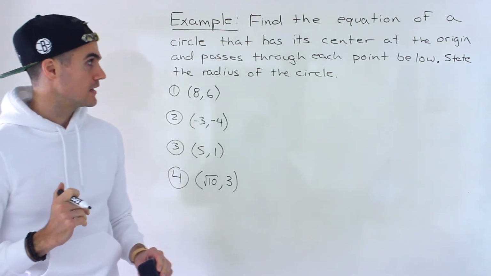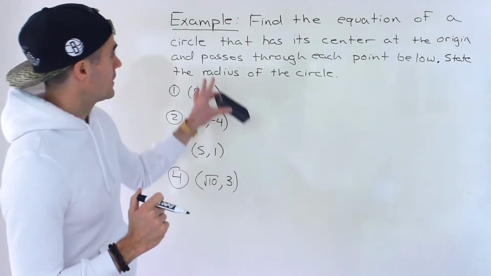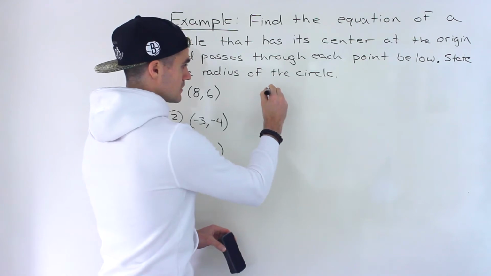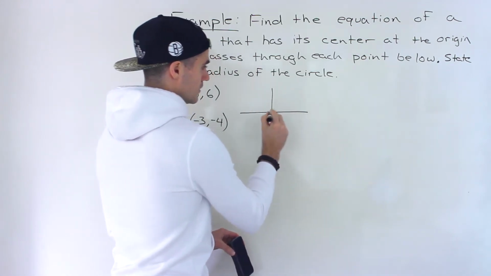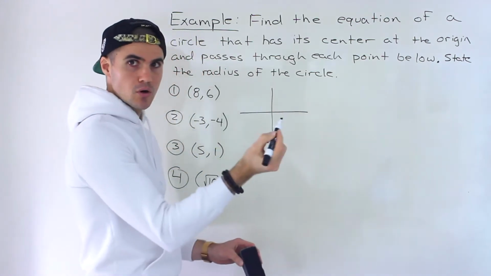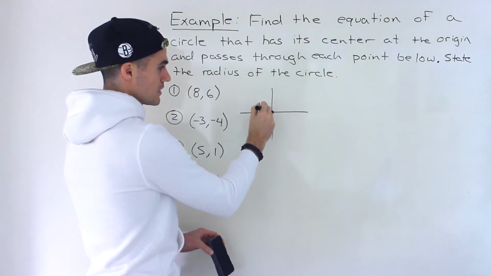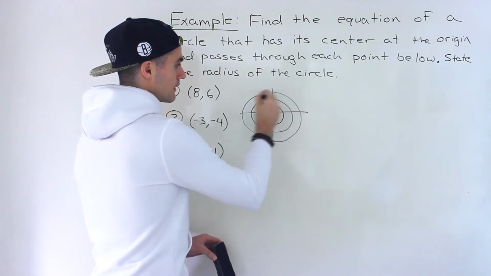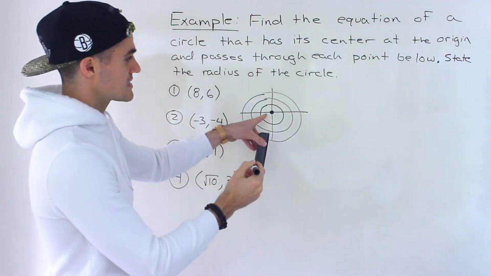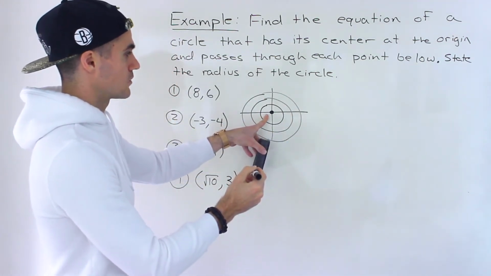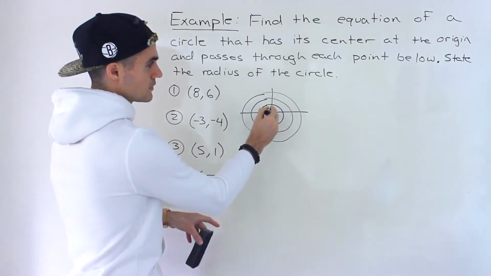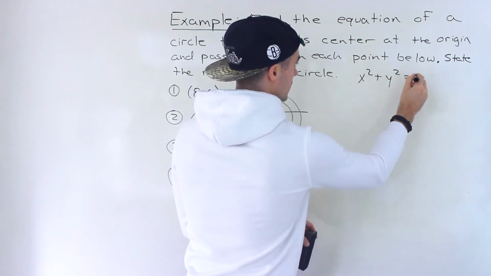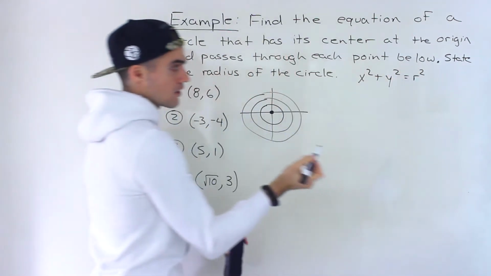Now, one thing I want to mention, when it's centered at the origin, that's what we're going to be dealing with mostly in this particular section. So the center of the circle is going to be here, so we could have a circle like that, like that, like that, all different radiuses, but the center is going to be at the origin. Whenever you have a circle with the center at the origin, it's always in the format x squared plus y squared equals r squared, where this r is the radius.